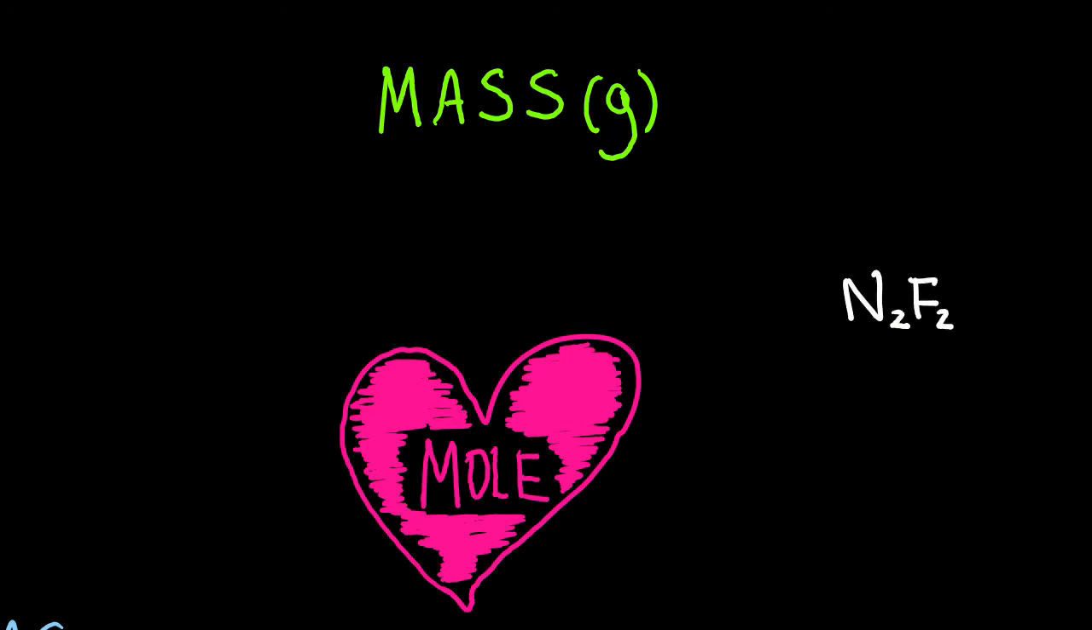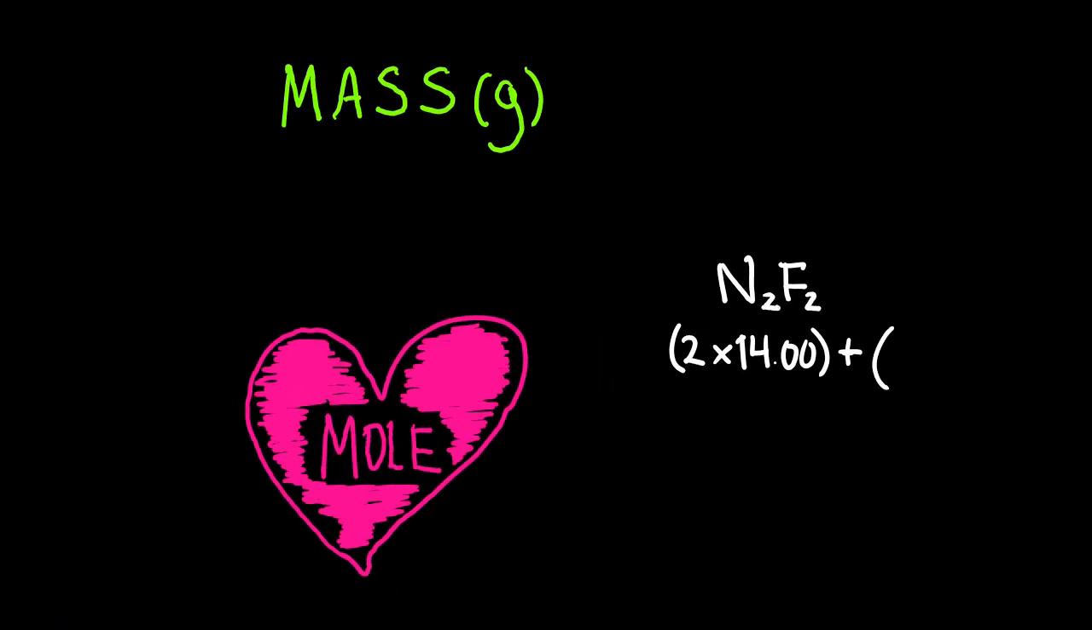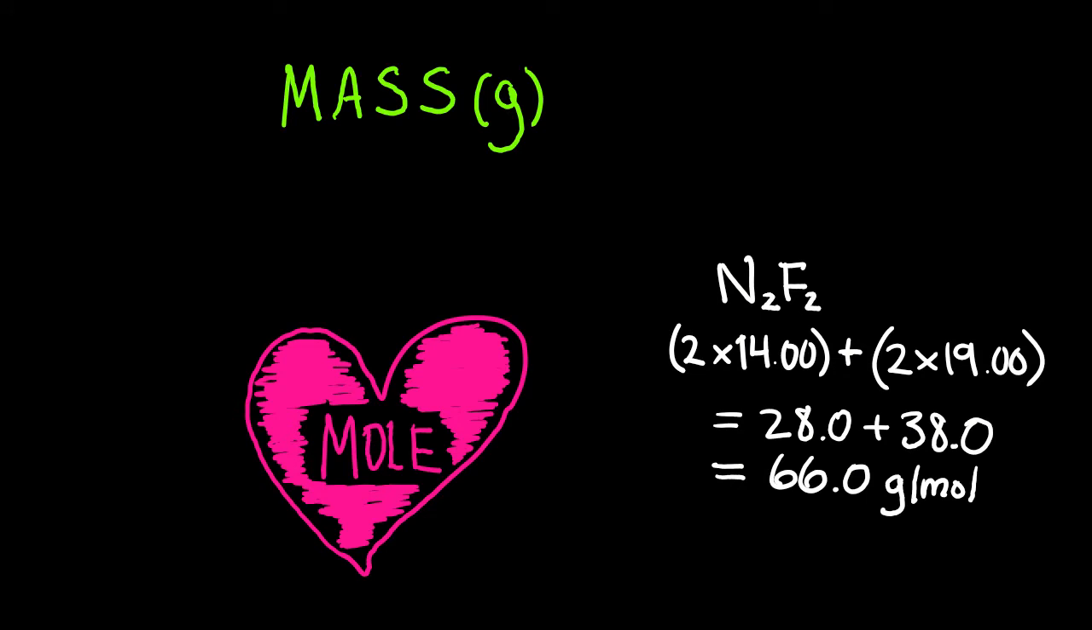If we were to calculate the molar mass of N2F2, which is dinitrogen difluoride, grab your periodic table and you'll see that 1 nitrogen is 14.0, so 2 nitrogens would be 28. And you add, do not multiply, between different elements. I would have also 2 fluorines. Fluorine is 19.0. So 2 times 14 plus 2 times 19 gives us a total molar mass of 28 plus 38, which is 66 grams per mole as the molar mass.